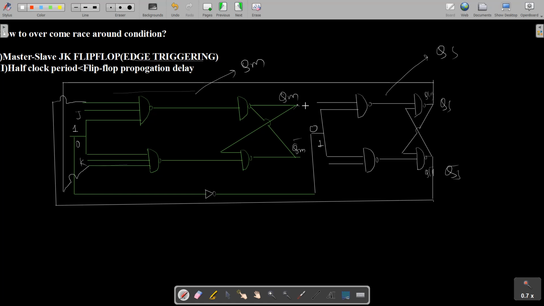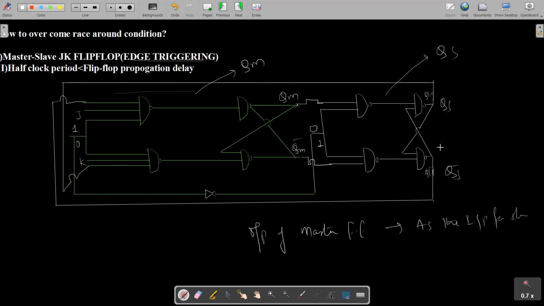Now what about this output? This output I will be connecting over here as the input to drive the slave. That means the output of the master flip-flop acts as the input for the slave. That means this is driving the entire circuit.